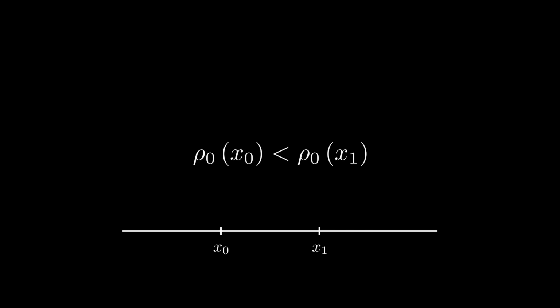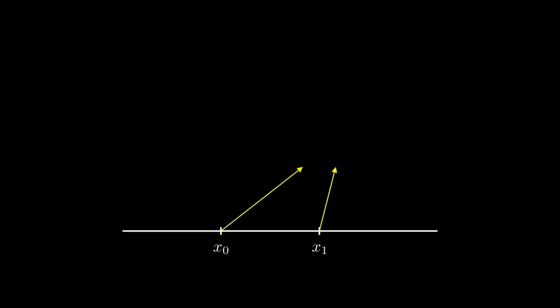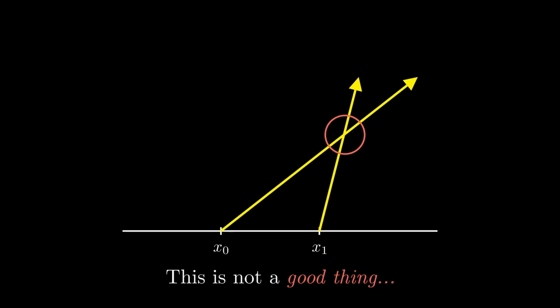Follow the calculations just like we did before. We see that q prime of rho 0 of x0 is larger than q prime of rho 0 of x1. So this time the characteristic emanating from x0 is steeper than the one emanating from x1. Observe that at some point in time the two characteristics will eventually meet. This is not a good thing.